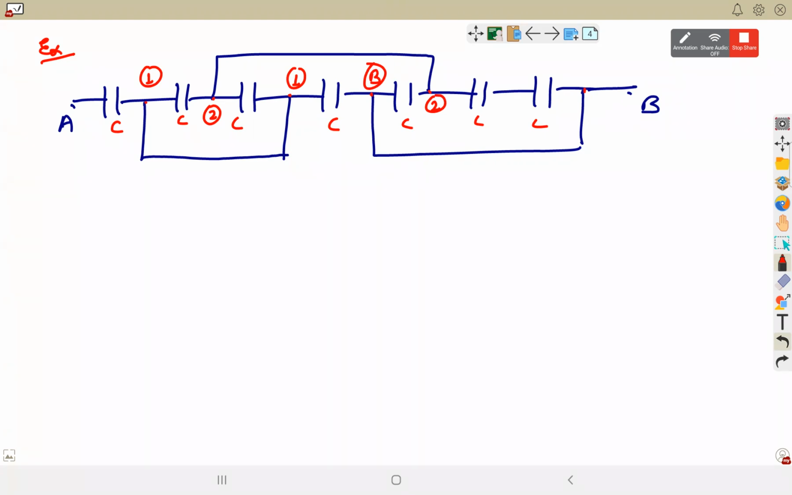What's the answer? Bharat, what is your answer? 13/20.